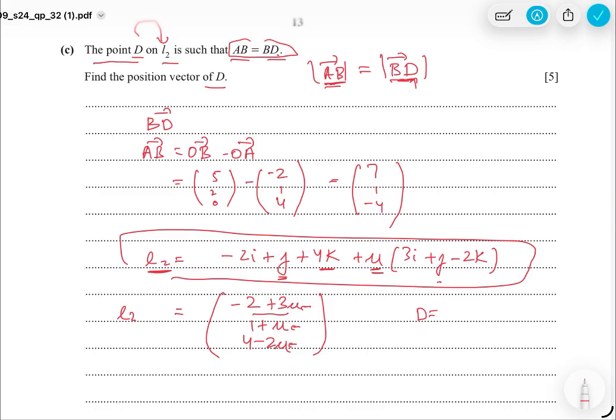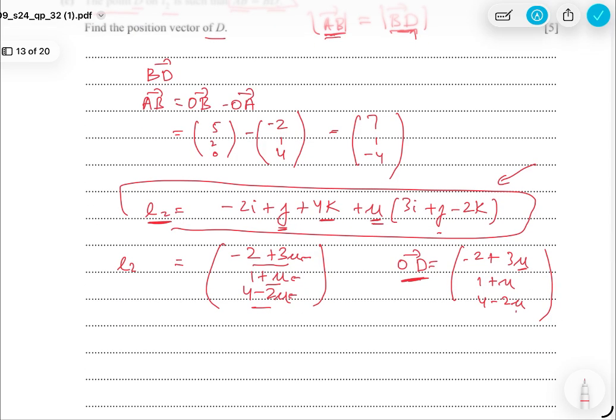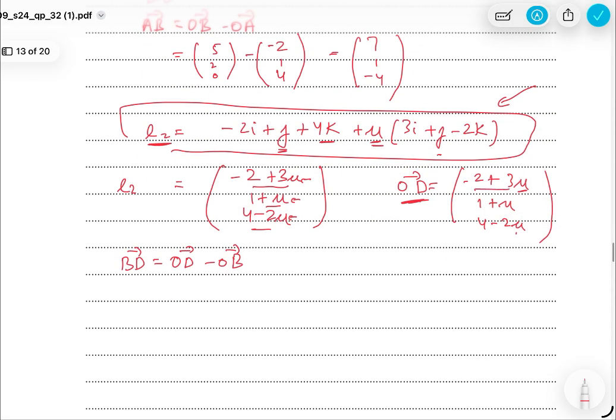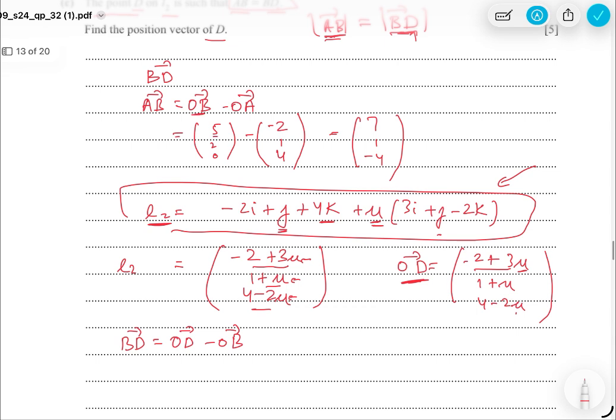So for point D, the position vector would be minus 2. So OD we can write like this: minus 2 plus 3 mu, 1 plus mu, and 4 minus 2 mu. Yes, beta. By changing the value of mu, we don't know the coordinate of D, we don't know OD, but we know that for a specific value of mu, we will get the position vector of D, we will get OD. So for now, OD is like this. Now, to calculate BD, what we can do is BD vector equals OD vector minus OB vector. Yes or no?